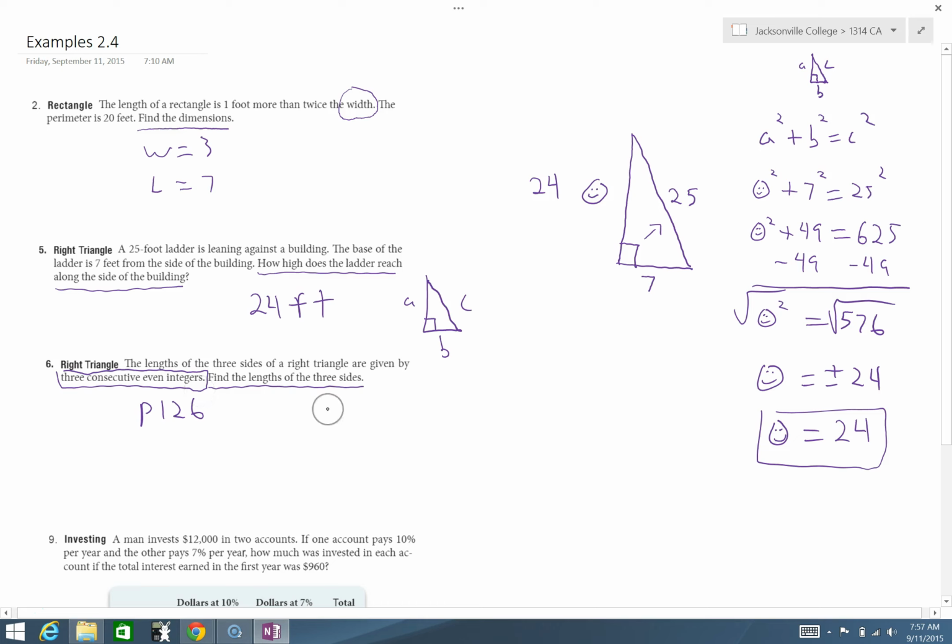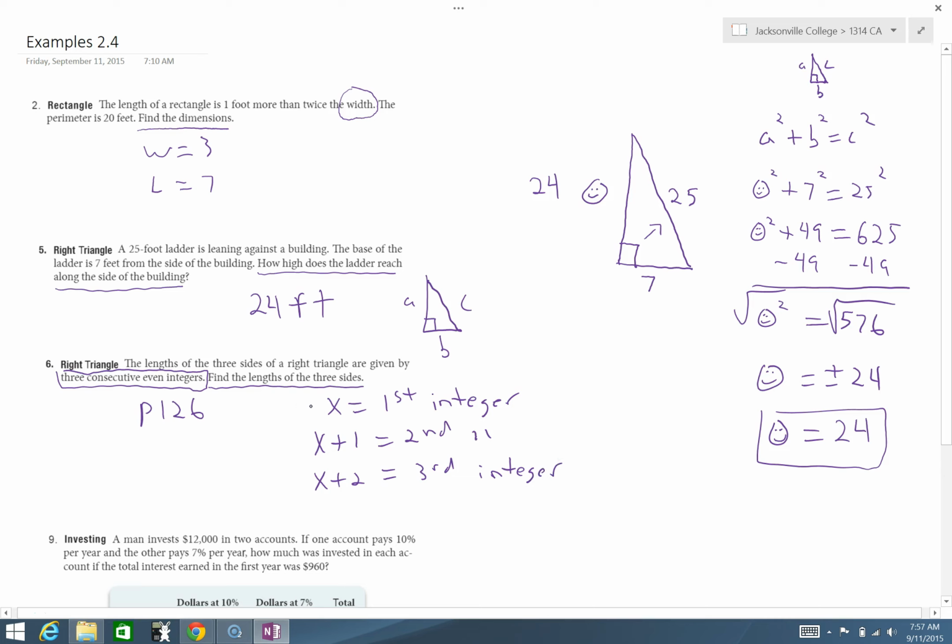So when I go defining my variables, this is how I'm going to do it. I'm going to let x be the first integer. Integer just means a positive or negative whole number. If x is the first one and they're in order, then the next one is x plus 1. That would be the second integer. And so the third one would be x plus 2. Okay, so here we have defined our variables. We can go from there.